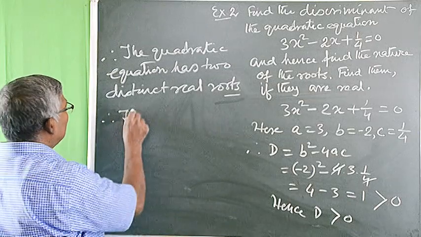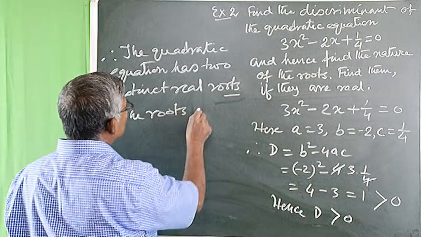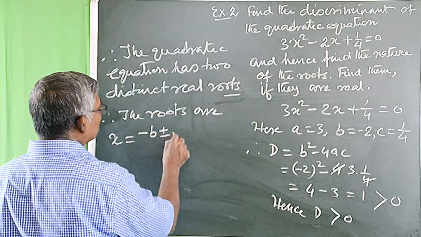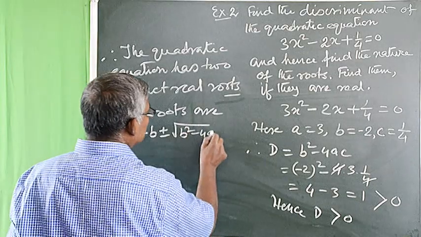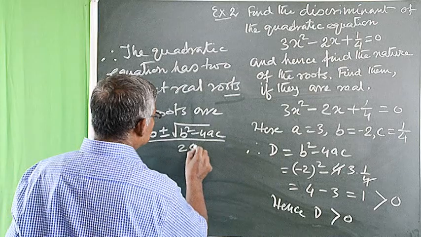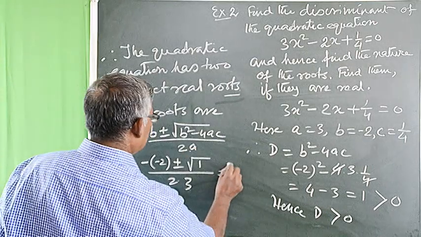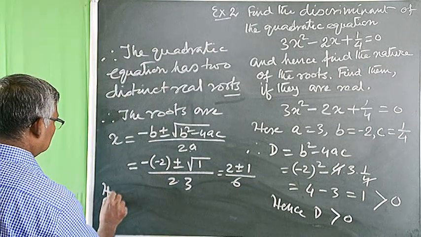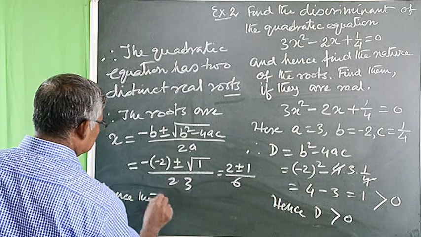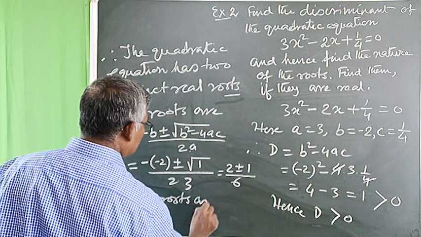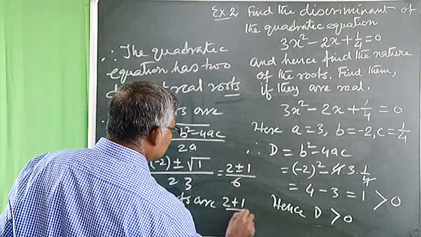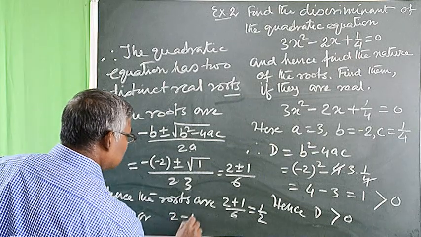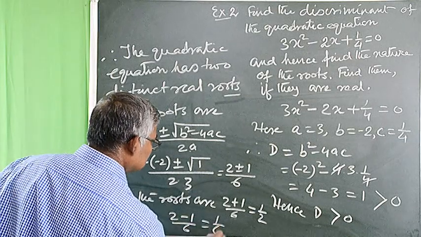Therefore, the roots are x equal to minus b plus minus root over b square minus 4ac by twice a. This equals 2 plus minus 1 by 6. Hence, the roots are 2 plus 1 by 6 equal to 1 by 2, or 2 minus 1 by 6, that is 1 by 6.